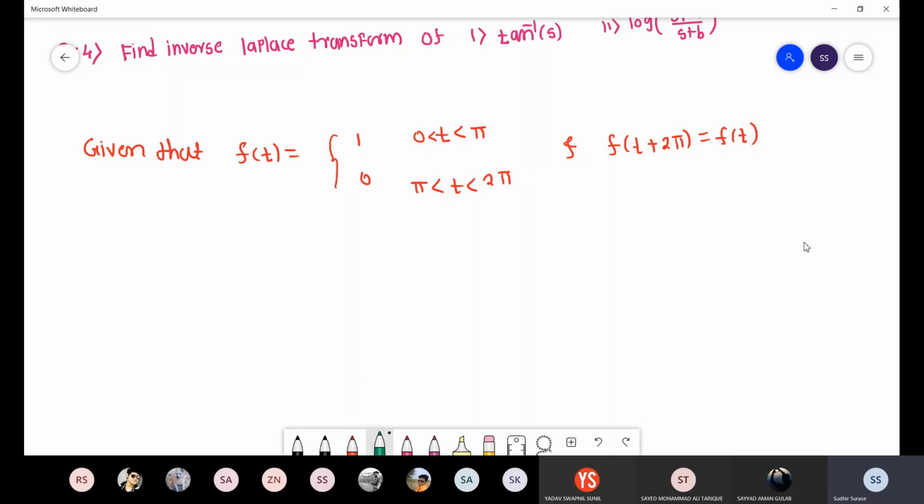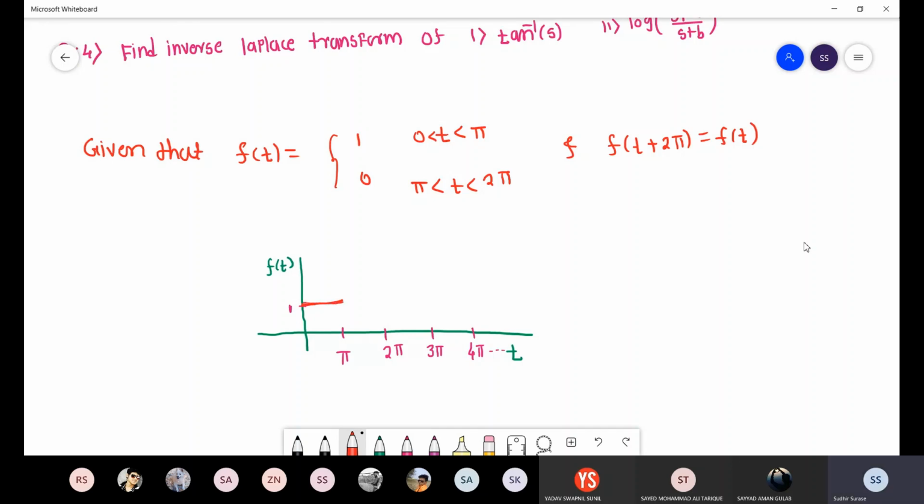Now this is a periodic function. If you draw the graph of this function, it will look like this. Suppose this is the t axis, horizontal, and this is f of t that we are plotting. We have the interval 0 to pi, then 2 pi, 3 pi, 4 pi, and so on. In the interval 0 to pi we have value 1, so we draw a horizontal line, parallel to the t-axis.